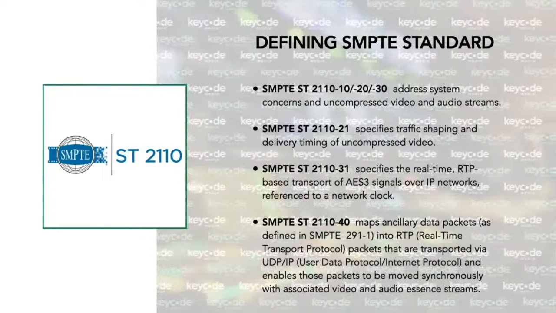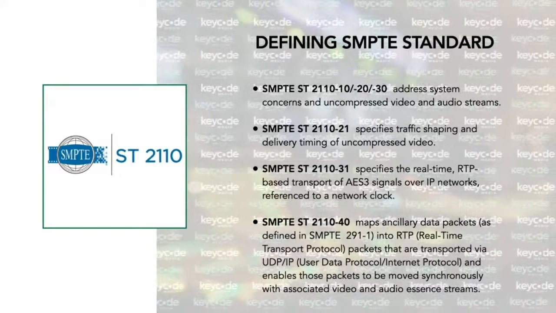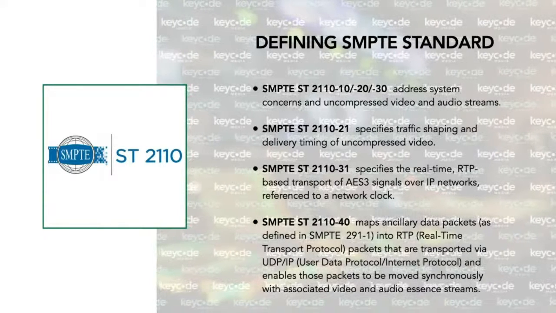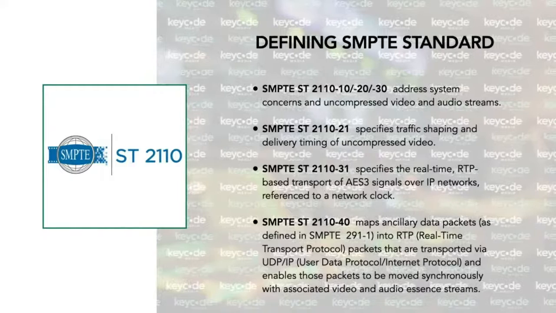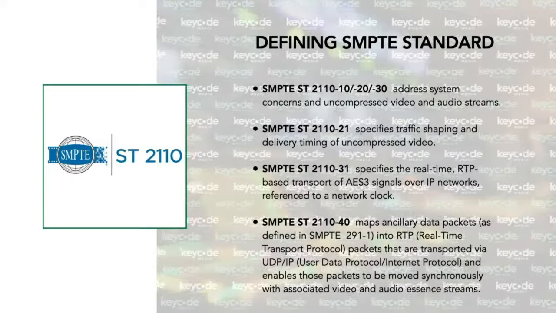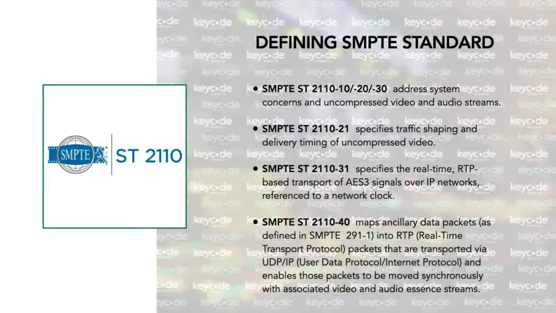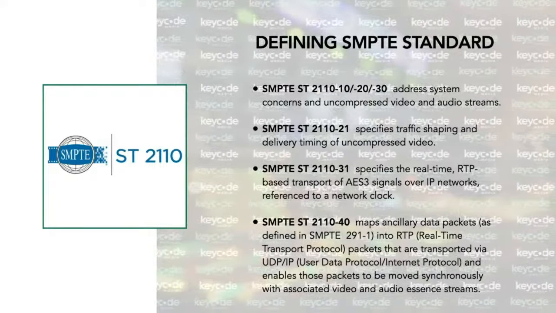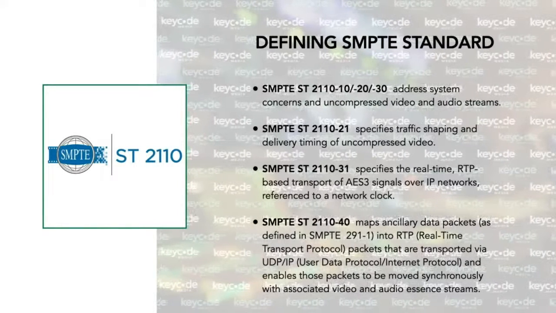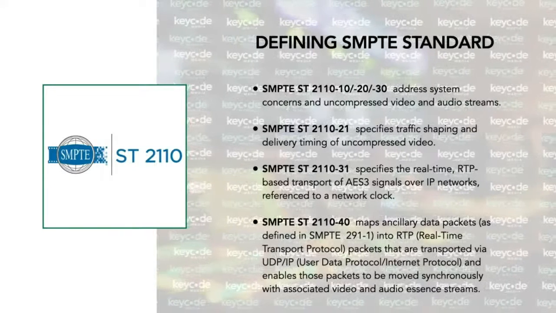SMPTE 2110-10, 2110-20, and 2110-30 address system concerns and uncompressed video and audio streams. SMPTE 2110-21 specifies traffic shaping and delivery timing of uncompressed video. SMPTE 2110-31 specifies the real-time RTP-based transport of AES-3 signals over IP networks, with reference to a network clock. SMPTE 2110-40 maps ancillary data packets as defined in SMPTE 291-1 into RTP, that is real-time transport protocol packets, that are transported via UDP IP and enables those packets to be moved synchronously with associated video and audio essence streams.